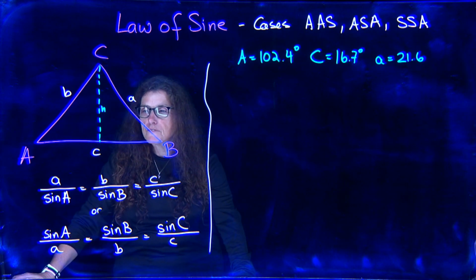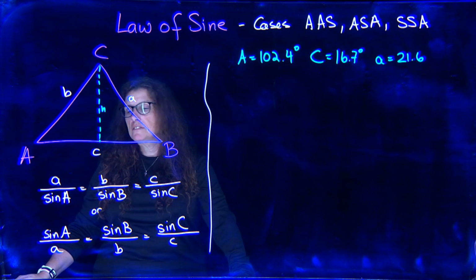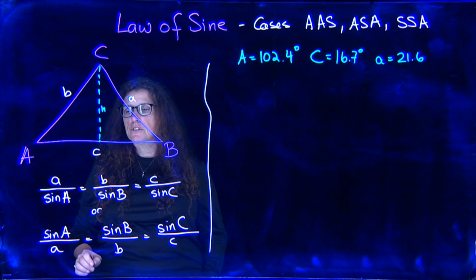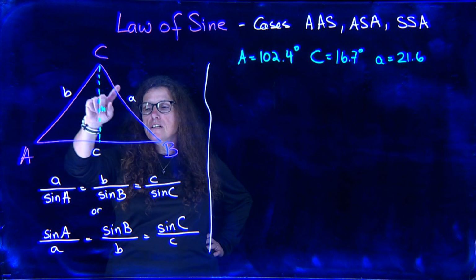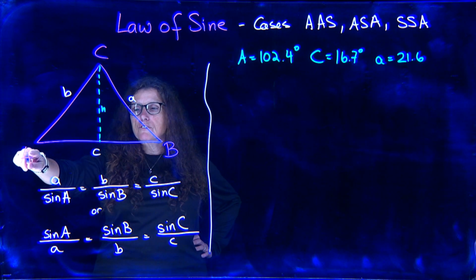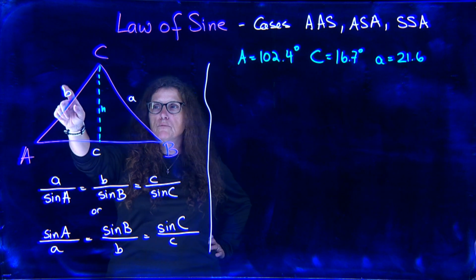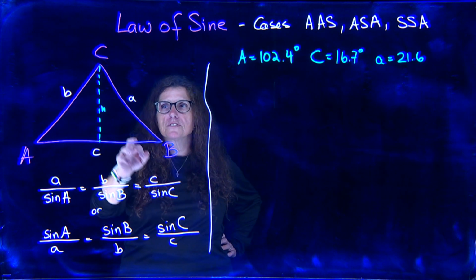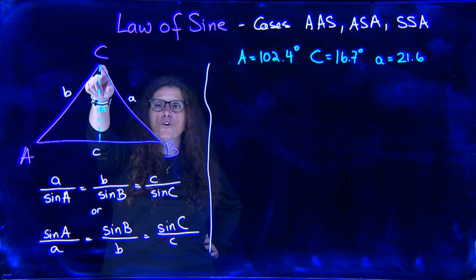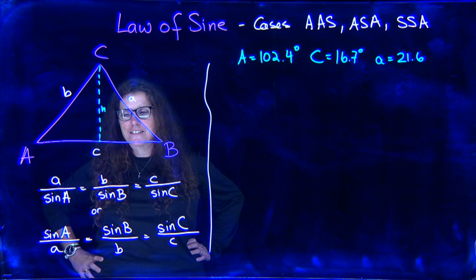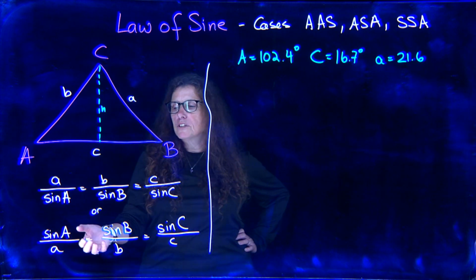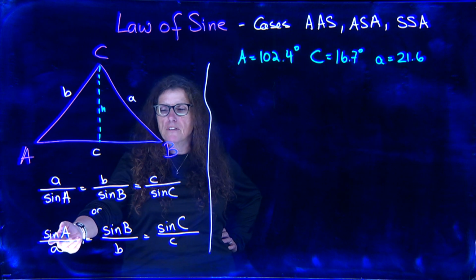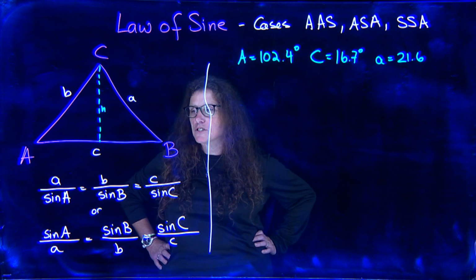And the law of sines, I already stated it here, is really where you set two proportions equal to each other. So side a over the sine of angle A is equal to side b over the sine of angle B, which is equal to side c over the sine of angle C. Or depending on what you're looking for, if you're looking for an angle first, you can flip it around and it's still the same relationship.